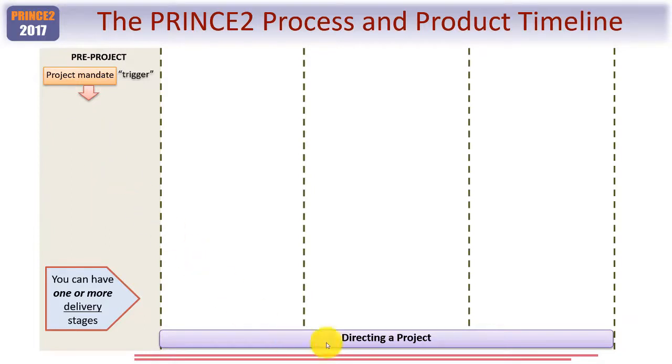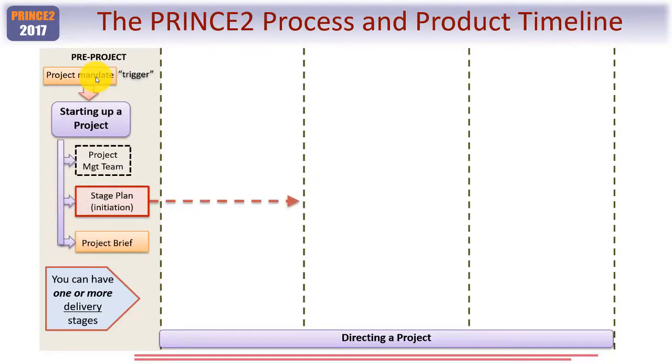I've already shown the directing a project process, which is where the project board live and breathe, if you will. It's the process they use to carry out project governance or directing a project. So pre-project, therefore, it's something called a project mandate to trigger the start of PRINCE2, not the project, because the project doesn't start until this point here. Now, the mandate is issued by corporate or program management or indeed the customer. And this will trigger the PRINCE2 process starting up a project.